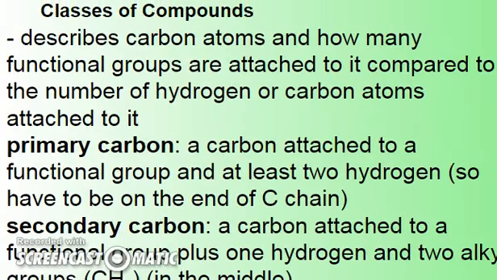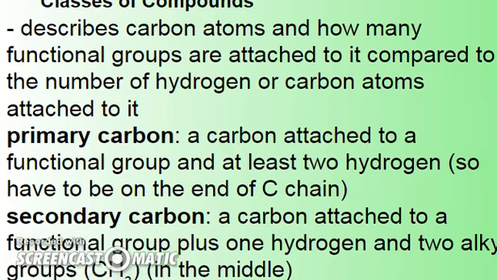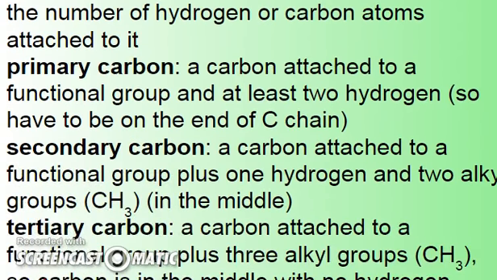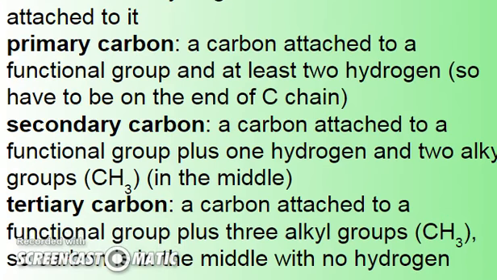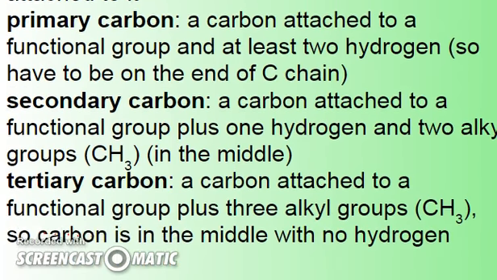Is this idea of classes of compounds. Compounds are described whether the carbon atom is primary, secondary, or tertiary, and it's really about how many other carbon atoms are attached to it versus how many functional groups or substituents are attached to it. So a primary carbon is a carbon attached to a functional group and at least 2 hydrogens. So a primary carbon is going to be one of the first carbons. It has to be the end of the carbon chain. So I think of the primary carbon as being a first carbon.